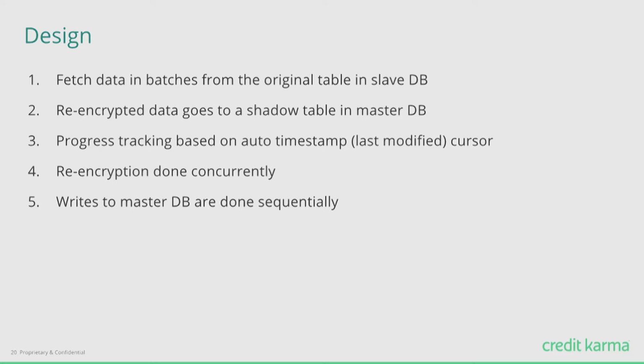So we fetch data in batches from the slave. Each time we fetch a fixed size of data, depending on our memory constraint. Then we encrypt the data, and after encryption, we insert them into the shadow table. We use the timestamp, as I mentioned earlier, as a watermark or cursor, basically to keep track of migration progress. So we do the migration progressively, right? And the re-encryption will be done concurrently, because this re-encryption is CPU intensive. We need to decrypt using the old key and encrypt again using the new key.